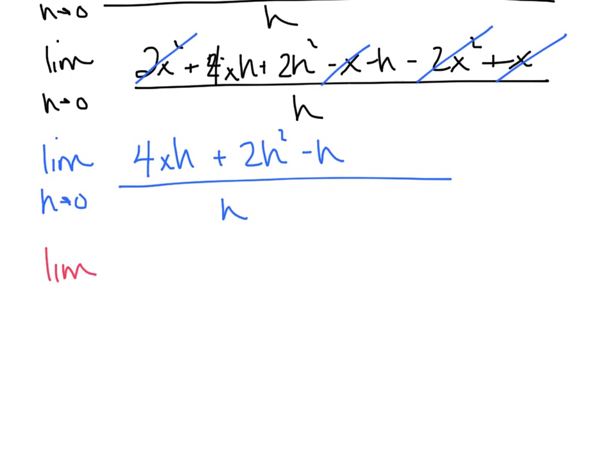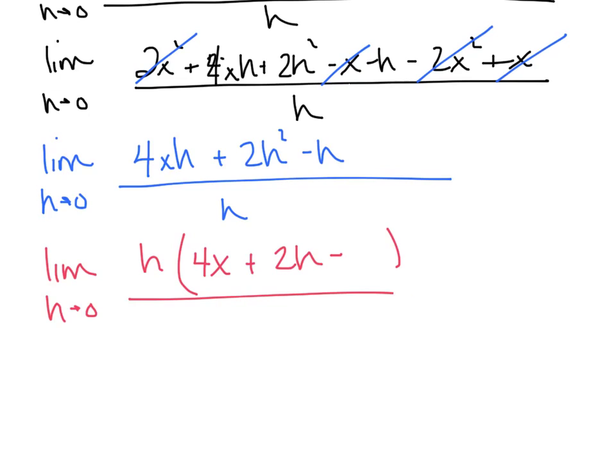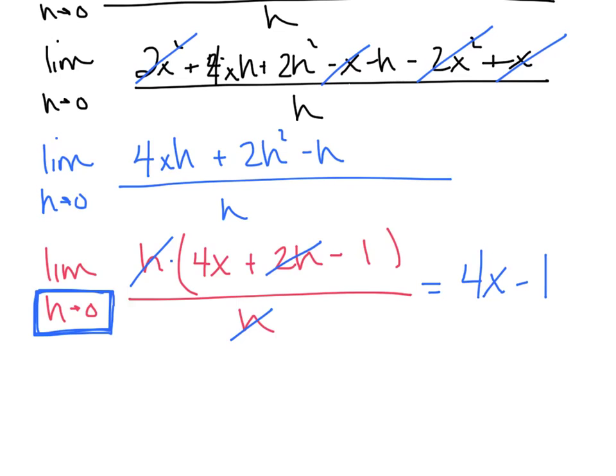So I have the limit as h approaches 0. I'm going to take out an h. 4x plus 2h minus, that term doesn't disappear. If I divide h by h, I get 1 all over h. Now I can cancel something because of the operation of multiplication. These h's can cancel. And lastly, I'm going to take my limit. I'm going to substitute 0 into, you don't have to guess, it says h is approaching 0. I'm going to replace every h with a 0, and I get 4x minus 1. And that is my final derivative.